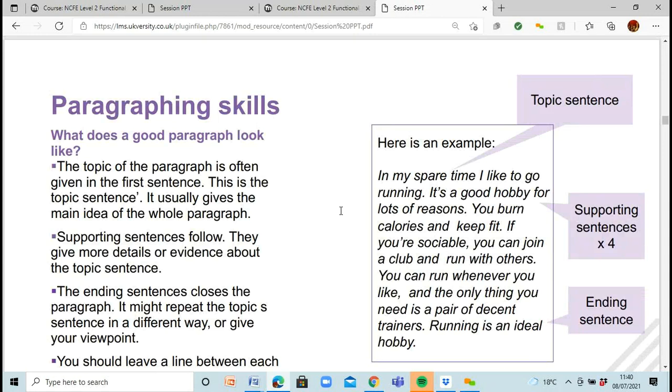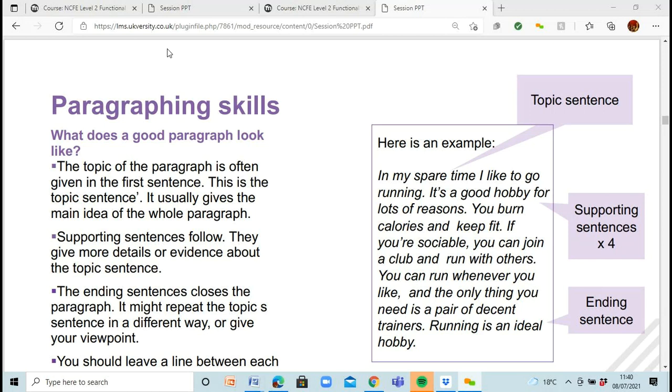So we've got an example here of what a paragraph should look like. We've got the topic within the paragraph. It can be given in the first sentence, but that's not necessarily always true. It can be done in the second sentence as well. But the first sentence normally will give you the main idea of what's going to happen within the paragraph.